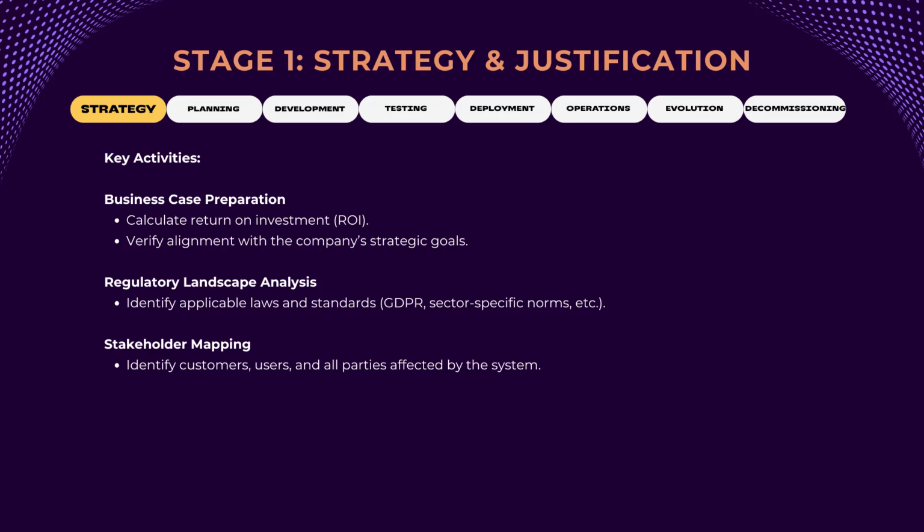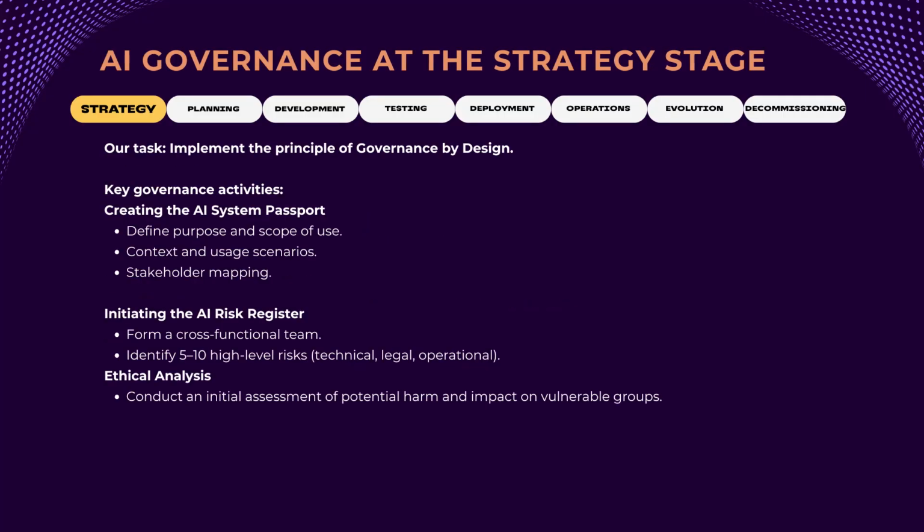The key roles at this stage are primarily strategic rather than technical: the product owner, actively supported by lawyers, compliance and data protection specialists. The output of this stage is not launching the project but a reasoned recommendation to decision makers. Now let's look at our role as AI governance specialists at this first stage. Our work starts right here. We implement governance by design and lay the foundation for our governance system. Here are our key governance and ethics activities at this stage.